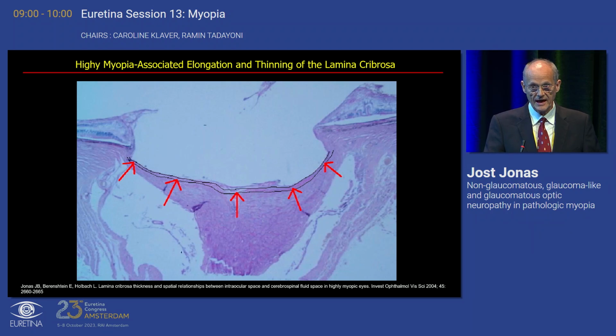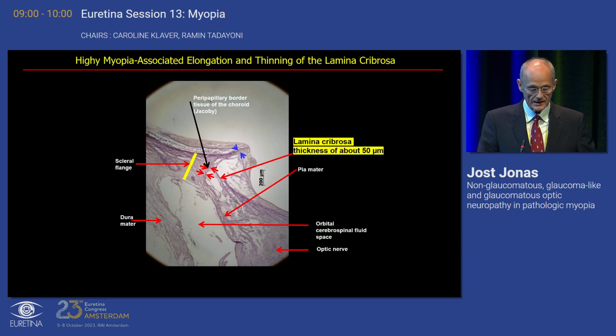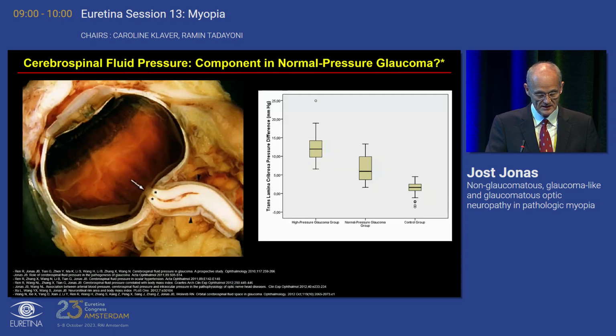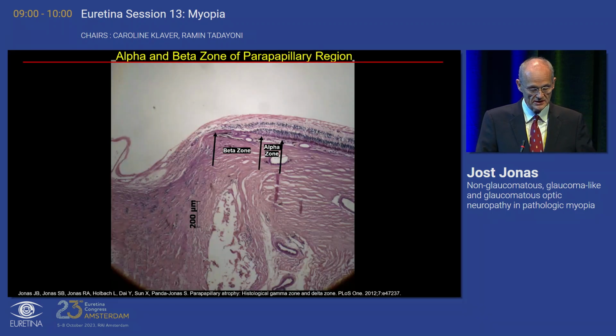It includes a lengthening and thinning of the lamina cribrosa in highly myopic eyes, in association with a secondary macrodisc, so that the lamina can become as thin as just 50 micrometers in myopic eyes. It may have marked importance for the biomechanics of the lamina, as well as for the translaminar cribrosa pressure difference and gradient. In the parapapillary region, several zones can be differentiated.